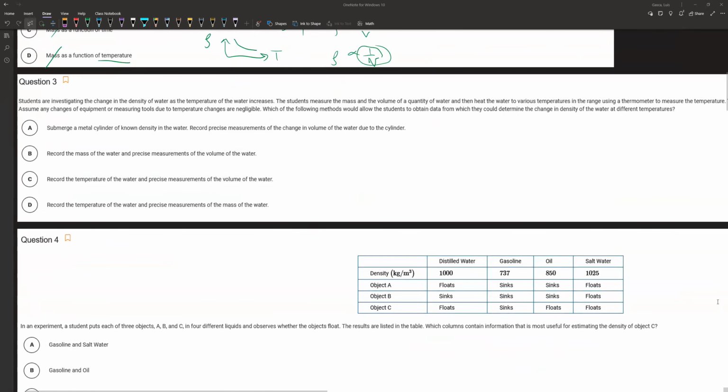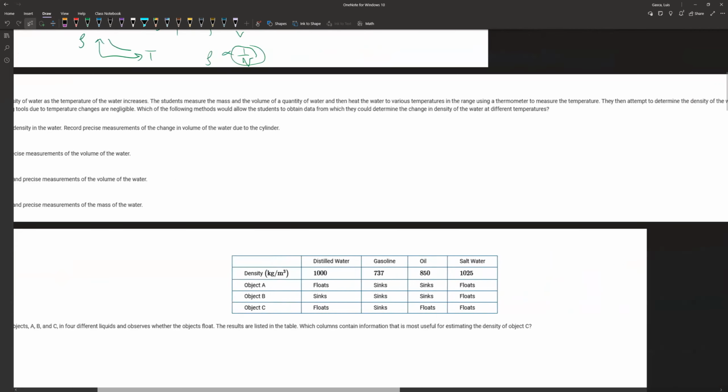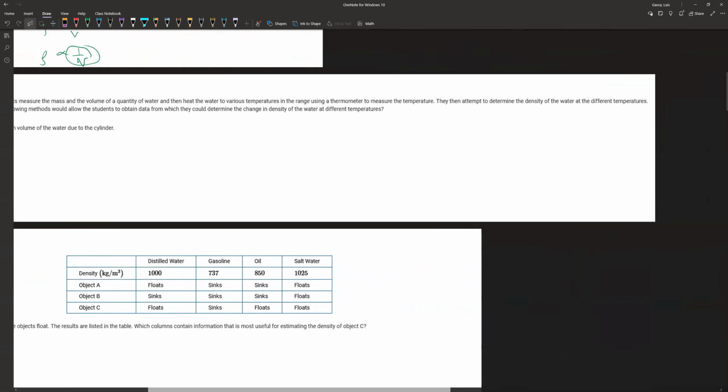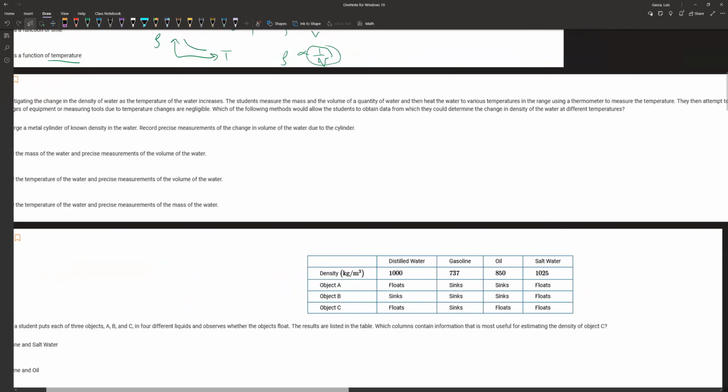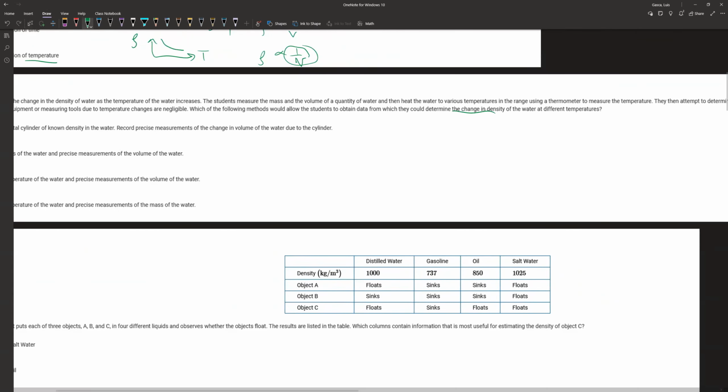All righty, let's go ahead and look at number 3. Students are investigating the change in density of water as the temperature of water increases. Students measure the mass and the volume of a quantity of water and then heat the water to various temperatures in the range, using a thermometer to measure the temperature. I think there's a little bit more to this. They then attempt to determine the density of water at different temperatures. Assume any changes of equipment or measuring tools due to temperature changes are negligible. Which of the following methods would allow students to obtain data from which they could determine the change in the density of water at different temperatures?